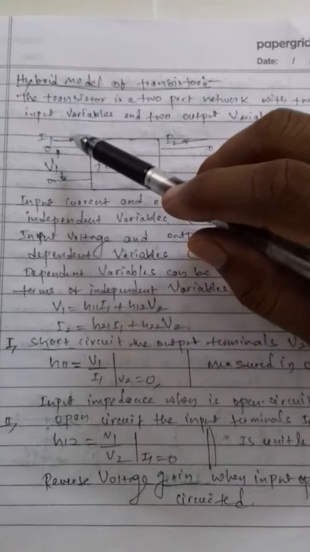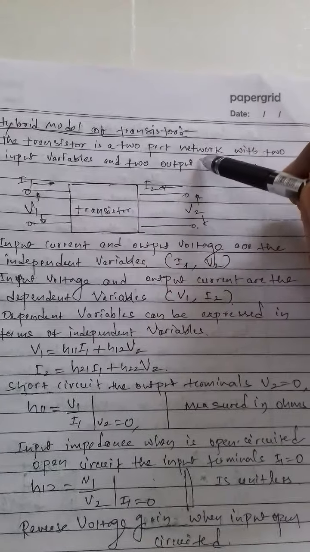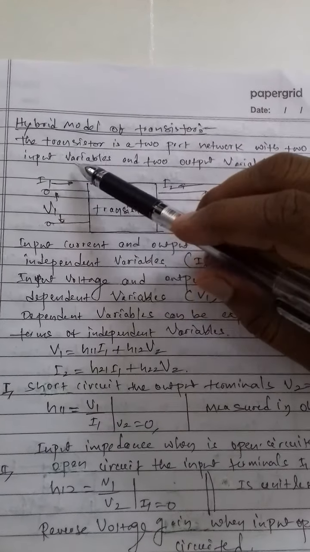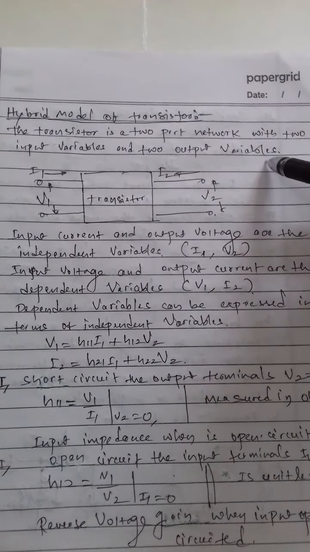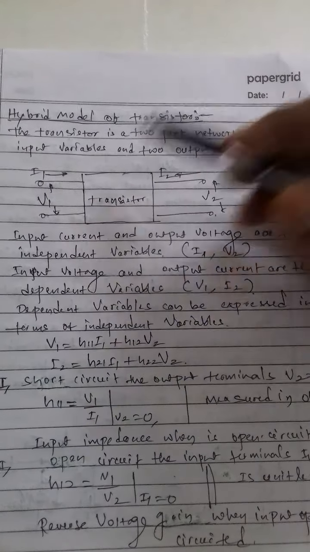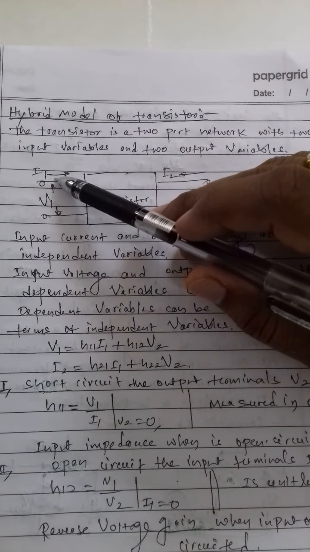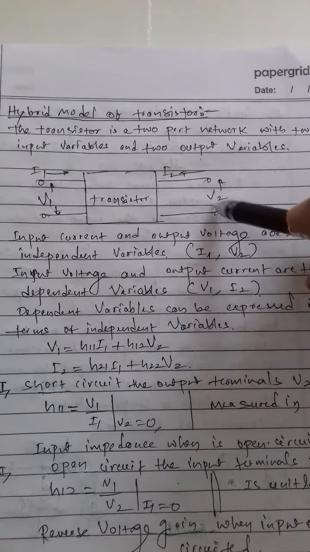Hybrid model of transistor. The transistor is a two-port network with two input variables and two output variables. The two input variables are V1, I1, and the two output variables are V2, I2.